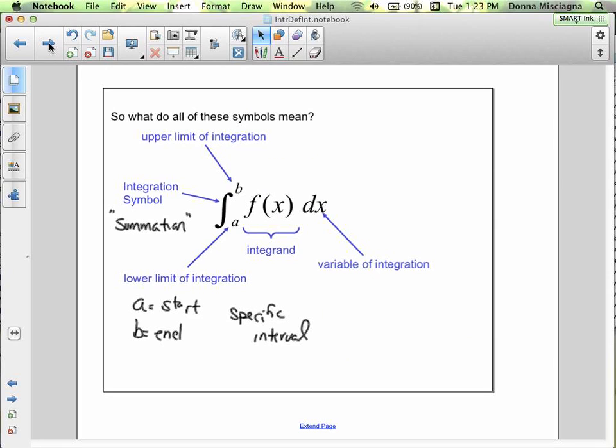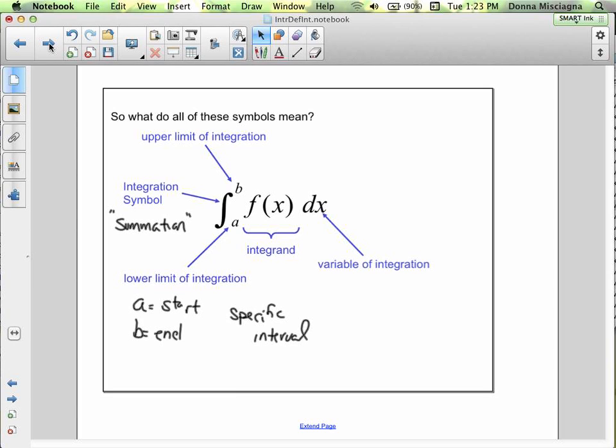We have that elongated S. It is the integration symbol. When we have limits on our integrand, we are literally summing up areas. So that's why an S is used for summation. We have a lower limit of integration, that's our starting value, and we have an upper limit of integration, that's our ending value. Much like when we have the start and end to the Riemann sums. We have a specific interval for Riemann sums. We will have a specific interval for these definite integrals.